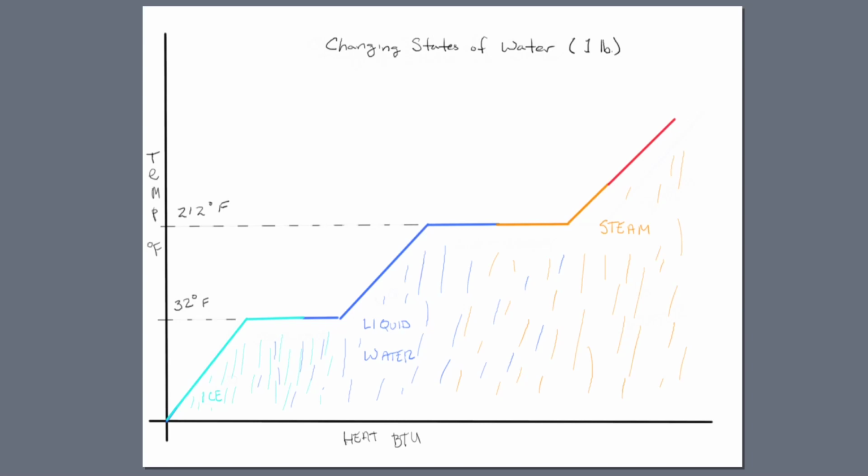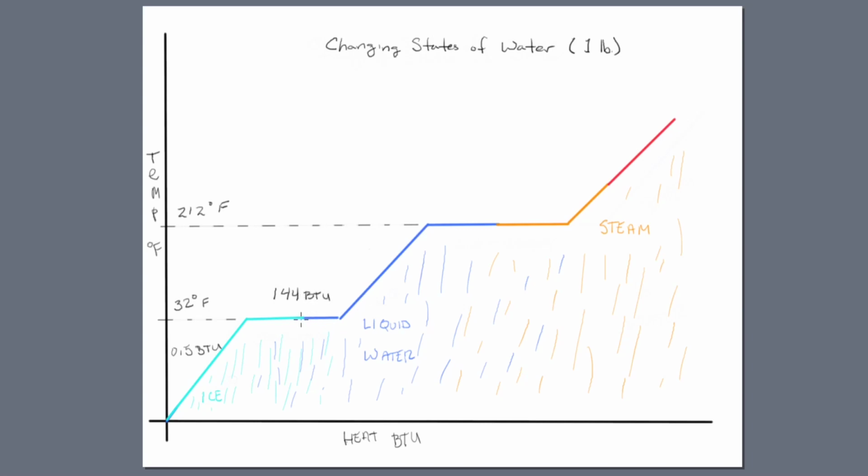For example, to change solid water in ice form to liquid water, it only takes a half of a BTU per pound of water per degree Fahrenheit. When you get to 32 degrees, the water is then changing state from a solid to a liquid. That process for 1 pound of ice requires 144 BTUs.